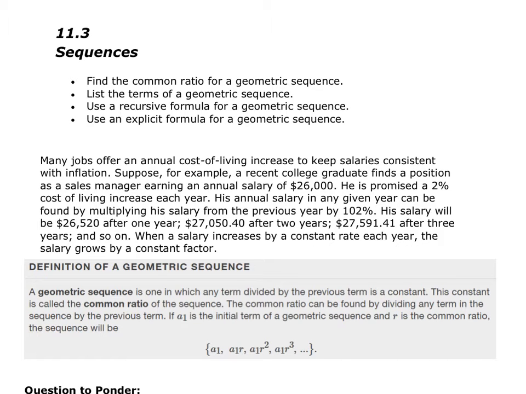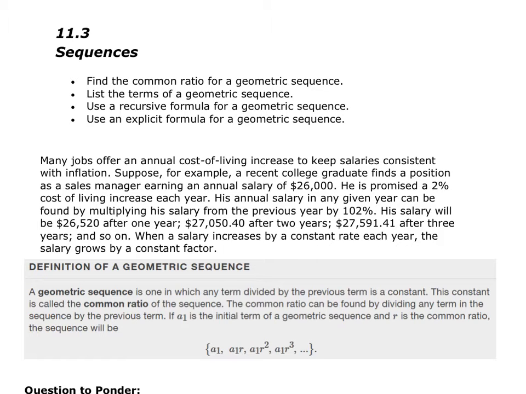In this video, we're going to talk about geometric sequences. The way that we define a geometric sequence is by a common ratio. As an example, suppose you have a cost of living increase in your job that is always consistent with inflation. So at least every year, you may not be making more money, but at least you're not losing money because of inflation. Now suppose you're a recent college graduate and you find a position as a sales manager earning $26,000.